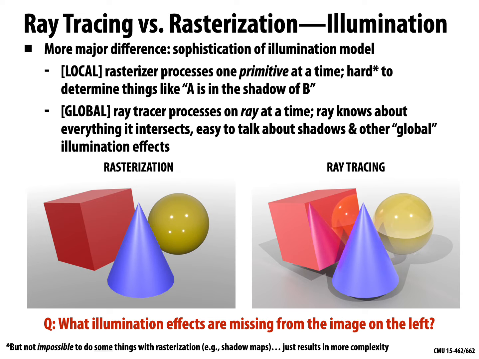A ray tracer, on the other hand, is processing one ray at a time, but that ray knows about everything in the scene that it intersects. Right? Each sample knows about every primitive. And so it becomes really easy to talk about things like shadows or reflections or other global illumination effects.